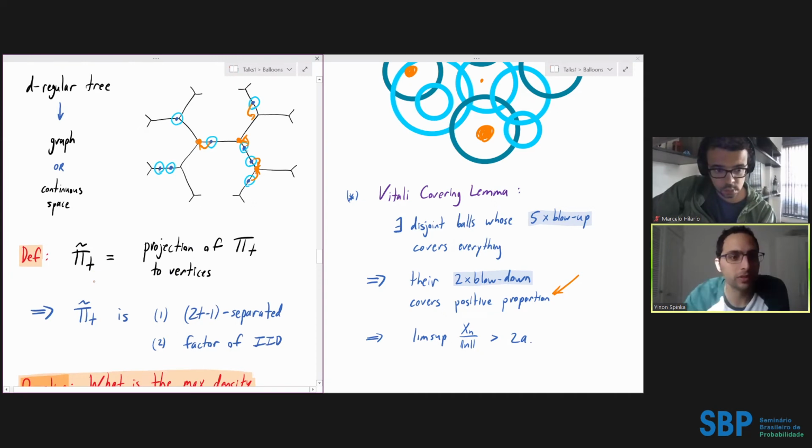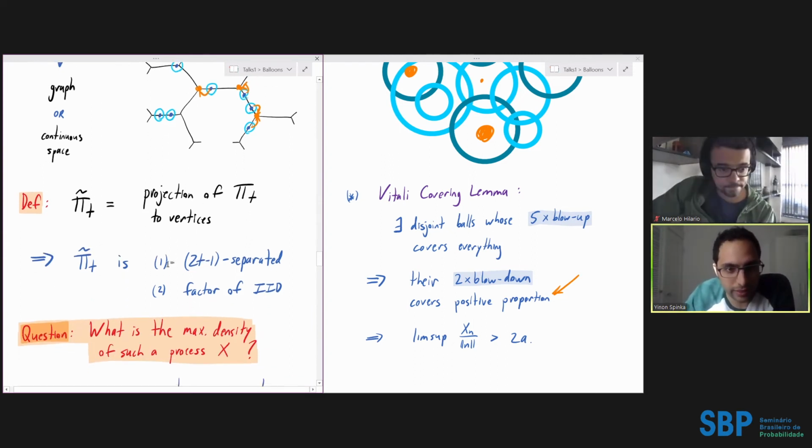But also note that this process is a factor of IID. So I hope most of you are familiar with this notion. Again, I'm not going to give a definition because of time considerations, but I hope most of you are familiar with this notion. Essentially, it means that you can construct it as a function of IID variables which live on the vertices of the tree, kind of in an invariant manner.